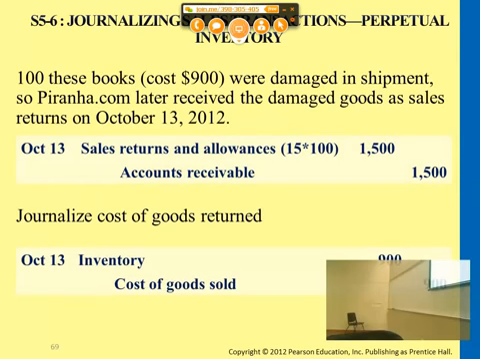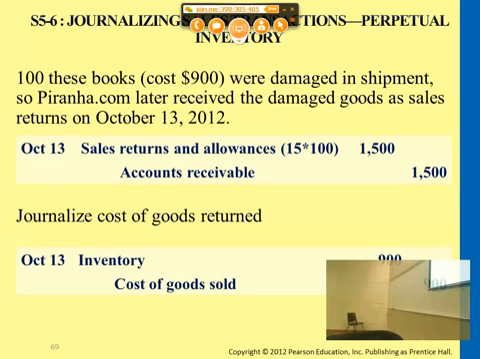Now the $1,500 here comes from the retail price of each book being $15, and you're getting 100 books back from the customer. So altogether, the customer later on will not be paying you this $1,500, which is why you're reducing the accounts receivable that you're getting from the customer.